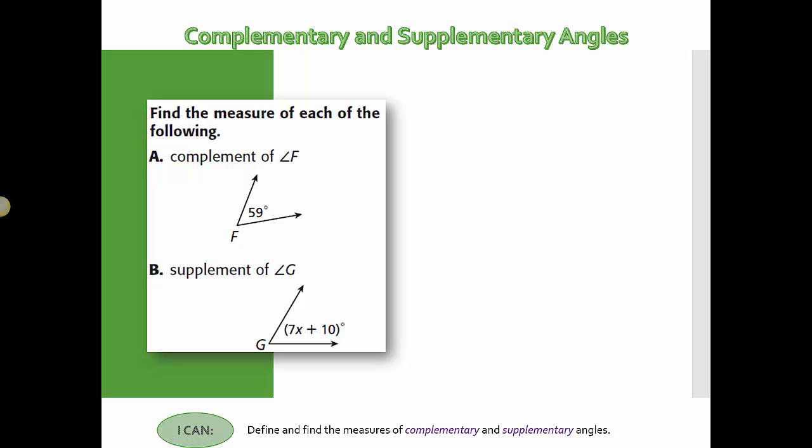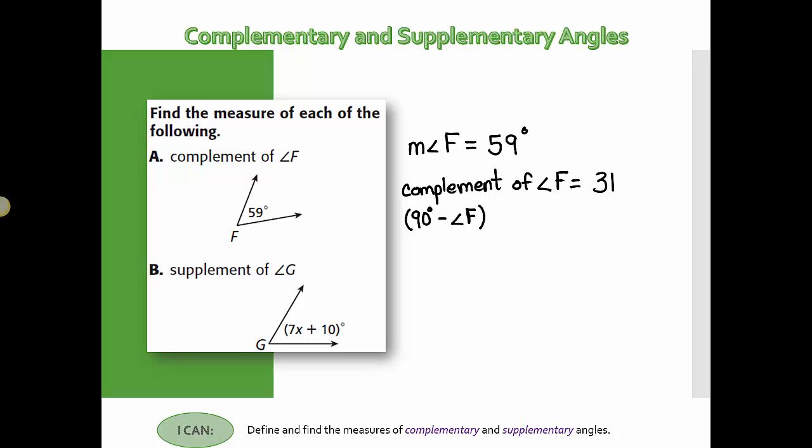Okay, in this example, we are going to find the measure of a complement of angle F and a supplement of angle G. So let's focus on the complement of angle F. So the first thing I'm going to say is that the measure of angle F is equal to 59 degrees. So to find the complement of angle F, if I know that they sum to 90 degrees, I'm just going to do 90 minus angle F. So 90 degrees minus angle F is going to give me its complement. And if I do 90 minus angle F, the complement of angle F is 31 degrees.